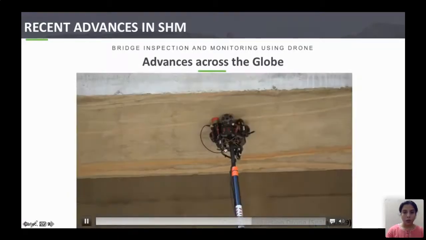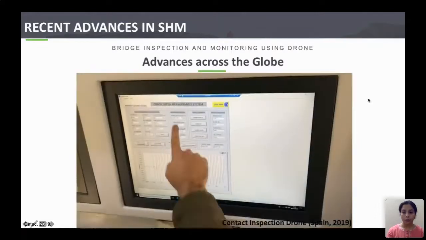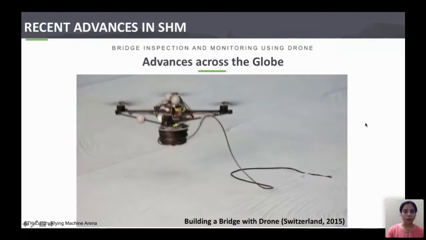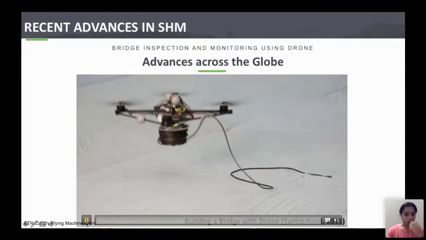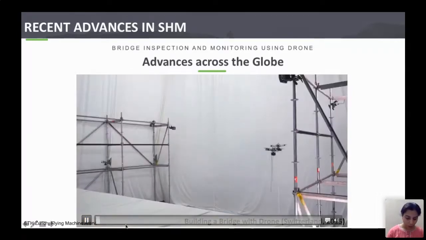This way, the drone will apply pressure and take the UPV readings. Okay, so next, this is a drone which is used to build a rope bridge. This is the work done by ETH Zurich. I'll also play this video very quickly because we have already covered 1 hour, I guess.